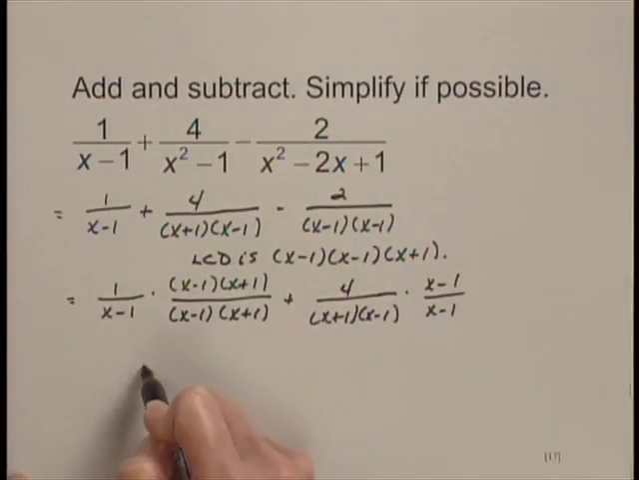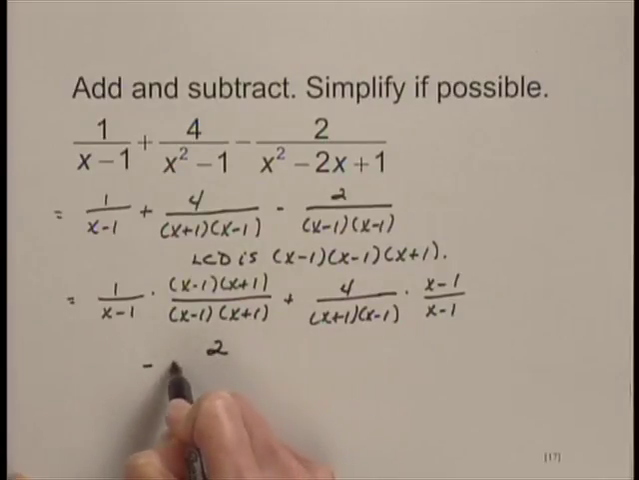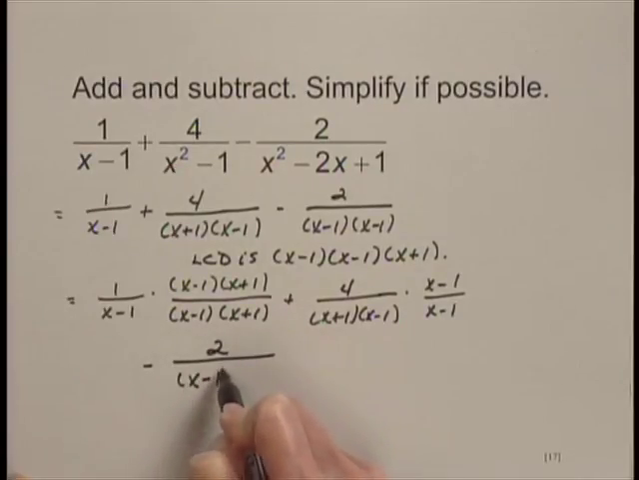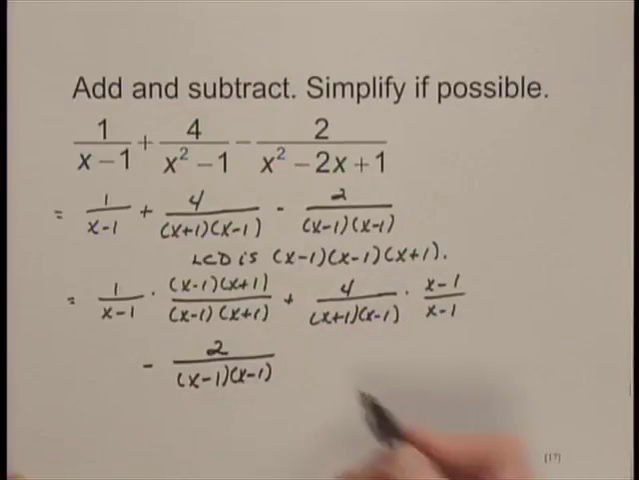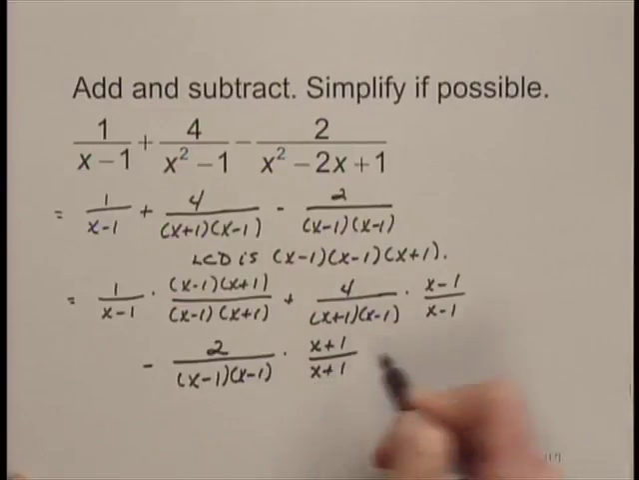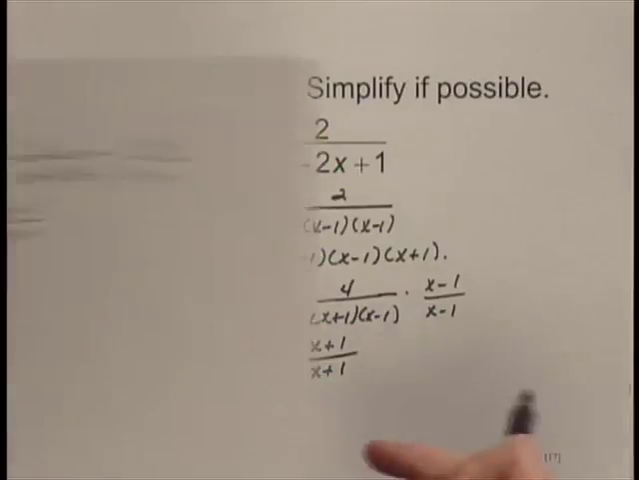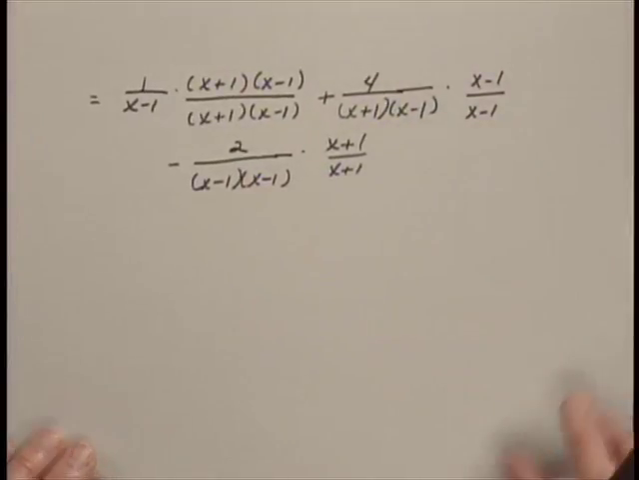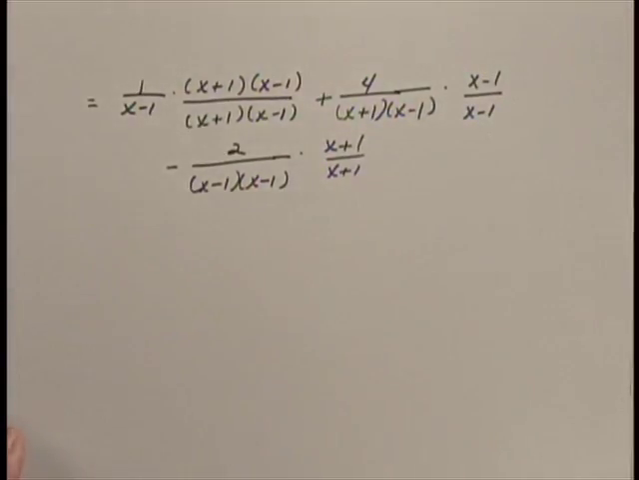And finally, we have the third expression. And this denominator lacks the factor of x plus 1. So we'll multiply by x plus 1 over x plus 1. Now we need a little more room to work. This is the last thing that we had written on the previous page.